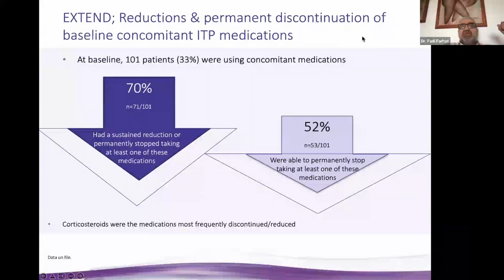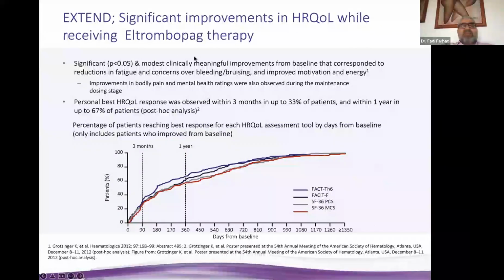So this means that we could observe a reduction and discontinuation of the baseline concomitant medications. This is a name by itself. Remember, if you are giving steroids, remember all the toxicity. It was well said by Dr. Muhammad. And so 70% had a sustained reduction or permanently stopped medication in the arm of eltrombopag compared to 52% in the arm of placebo, which is an achievement in such cases.